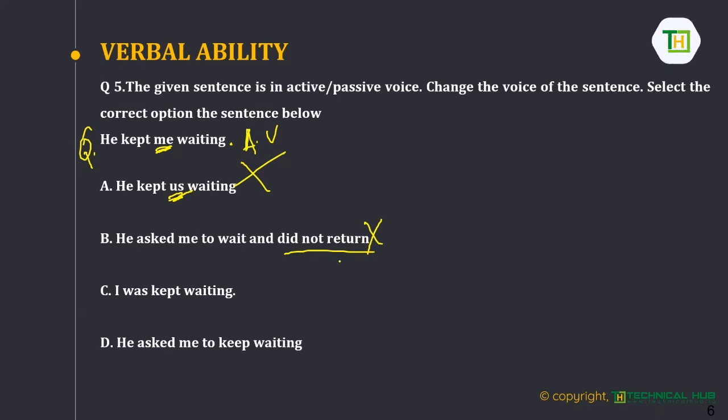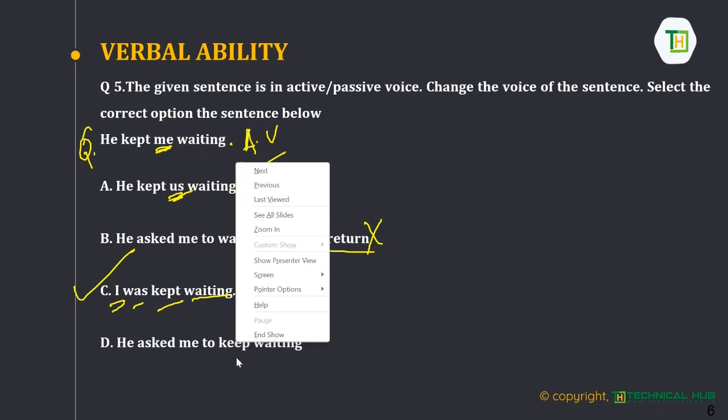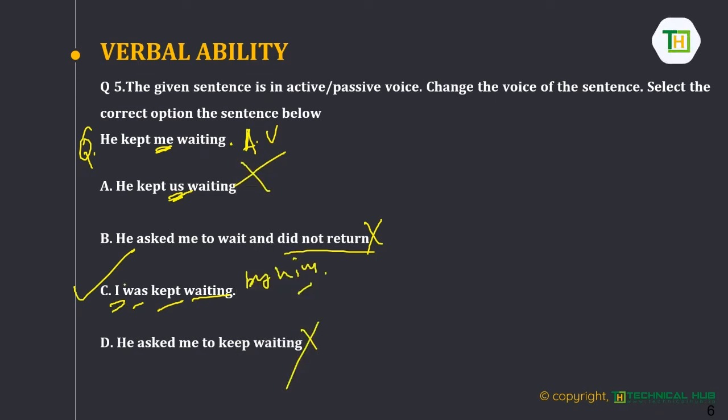"I was kept waiting." So "me" is changed into "I". Kept is the past form, so we have used "was". Again, "kept" and "waiting" are also there. "I was kept waiting by him." We can add "by him" also, but there is no importance for him, that's why we haven't used it. So this is going to be the right option. "He asked me to keep waiting." No, this one won't come. So obviously the answer is "I was kept waiting." This is the correct one.